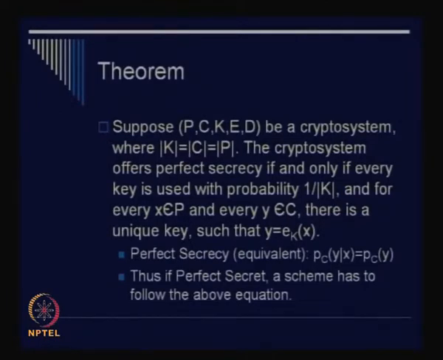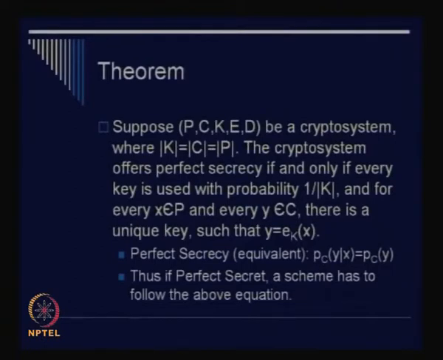So and for every x which belongs to P and for every y belongs to C, there is a unique key. So that means that given an x and y, there is a unique key which takes x and maps it to y, right. So we have to establish this fact, that is, for every x and y you choose, or every tuple that you form with x and y, that is a given plain text and a given ciphertext, you have a unique value of key which defines this mapping. Okay. So we will try to establish this fact.